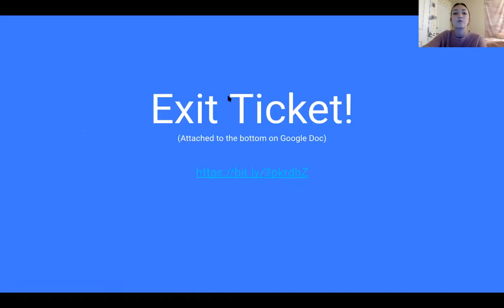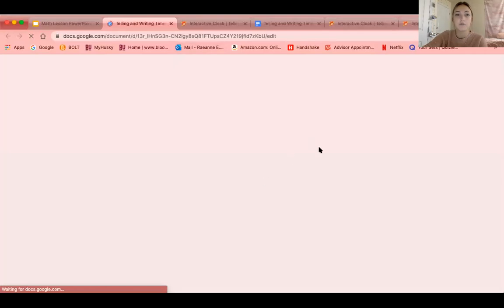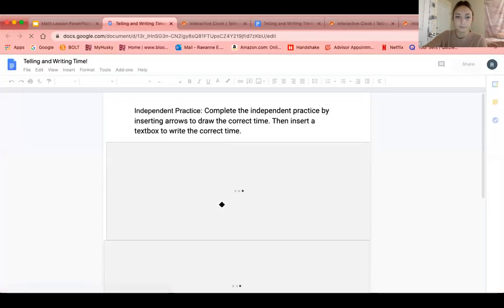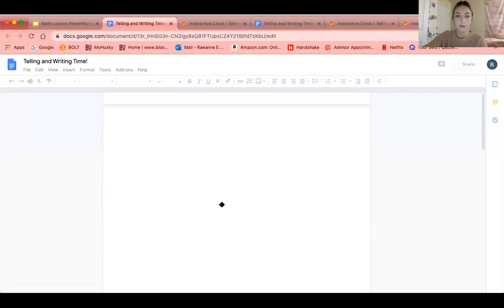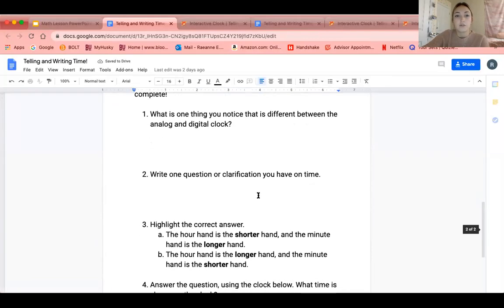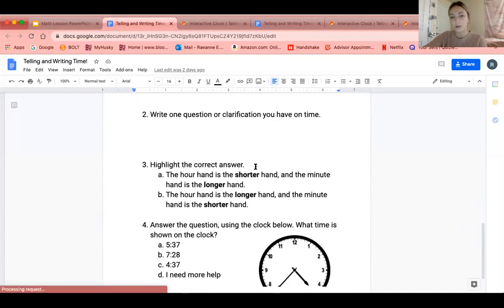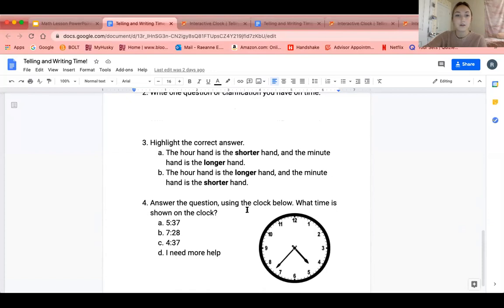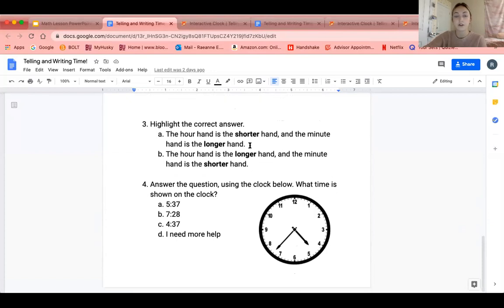And now you're going to complete your exit ticket for this activity using the same doc that you used for your independent practice. It's at the bottom here. You're going to write one thing you notice that is different between the analog and digital clock. This is when we compared and contrasted them. You're going to write one question or clarification you still have. Number three, you're going to highlight the correct answer, which is asking you about the hour and the minute hand. And four, you're going to complete the clock question. Now you're going to move into activity 2.